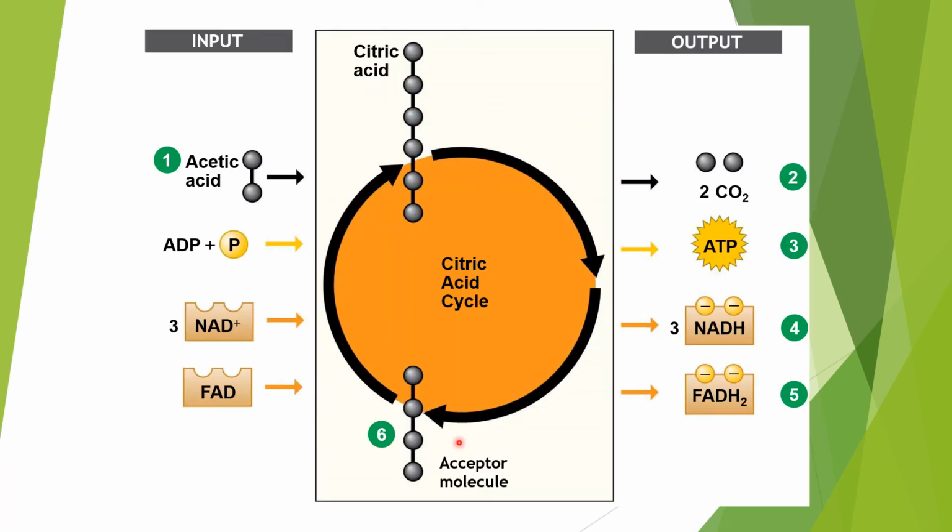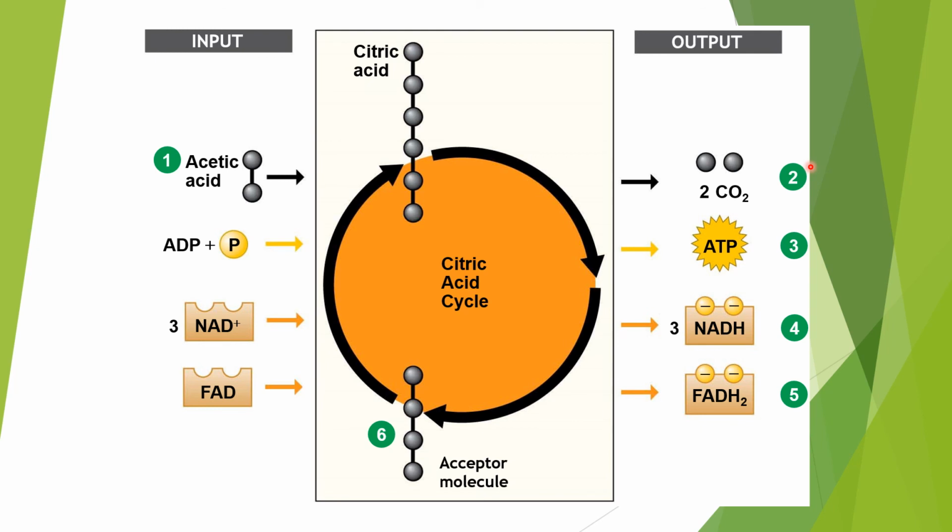So right here is the citric acid cycle, or the Krebs cycle. These are the inputs. You actually start off with some NAD positives and some FAD, and as you can see, they're kind of empty. Those are the coenzymes that are going to accept the electrons that are going to be lost. And then you get some acetic acid. That's a byproduct that you get from breaking down pyruvic acid.